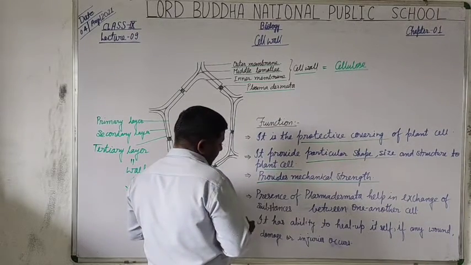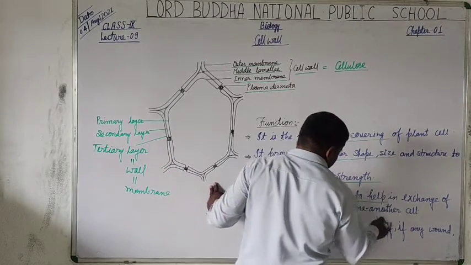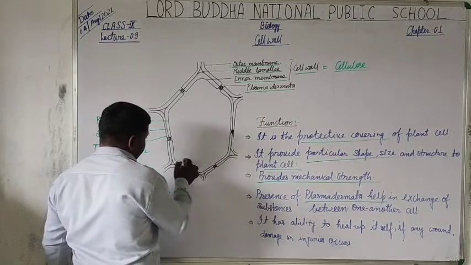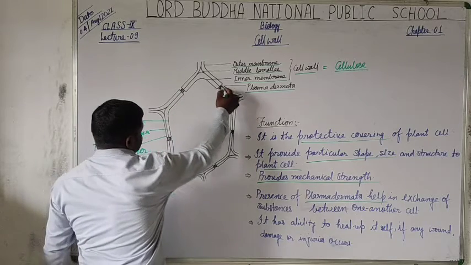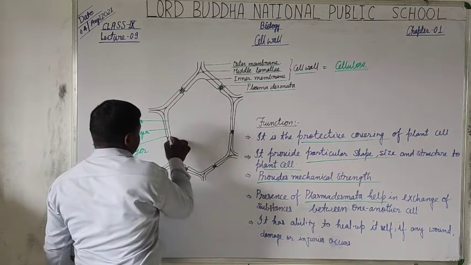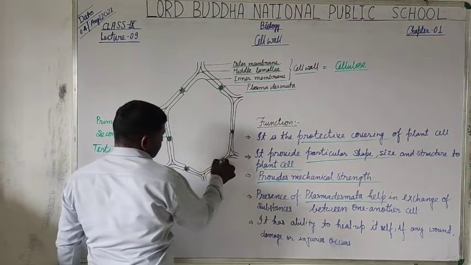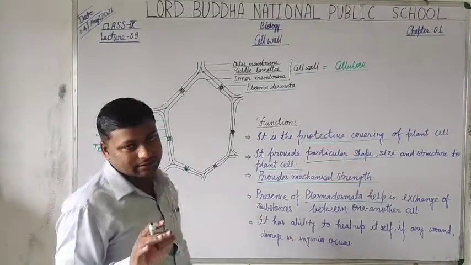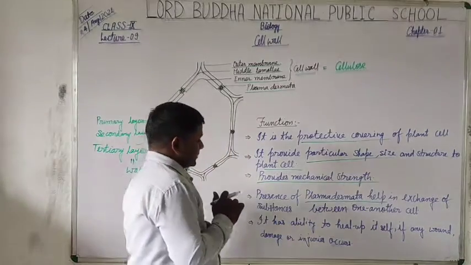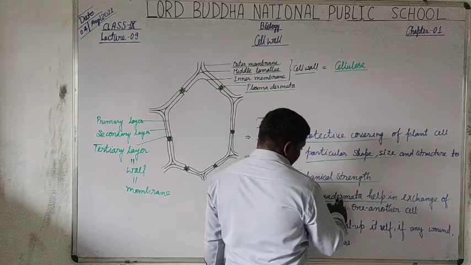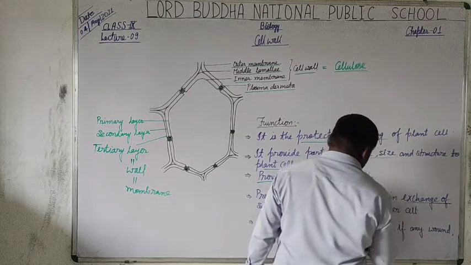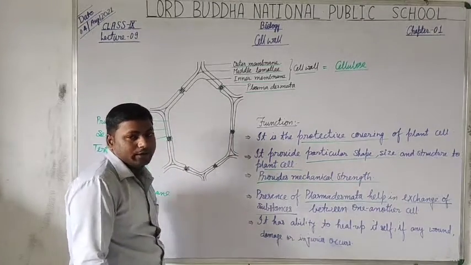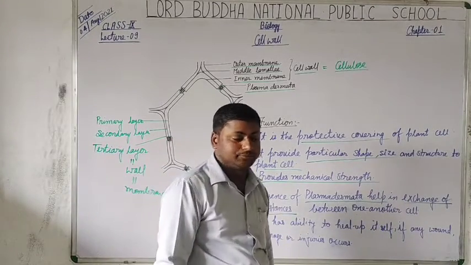Now students, the presence of plasmodesmata in the cell wall. These are the plasmodesmata. These are just pit like structures. The presence of plasmodesmata helps in the exchange of substances between one cell and another cell.